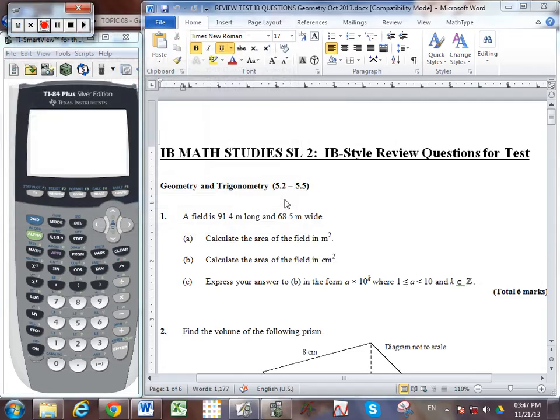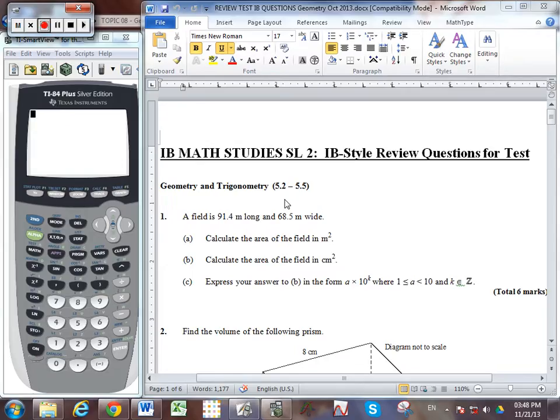Alright, let's look at a few questions on three-dimensional geometry, things like area, surface area, volume, capacity, density, circumference, perimeter, and trigonometry, things like Pythagoras, SOHCAHTOA, sine law, cosine law, and areas of triangles.